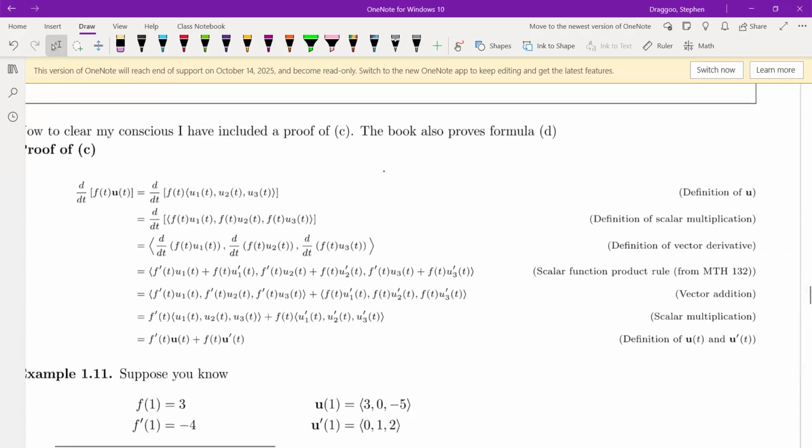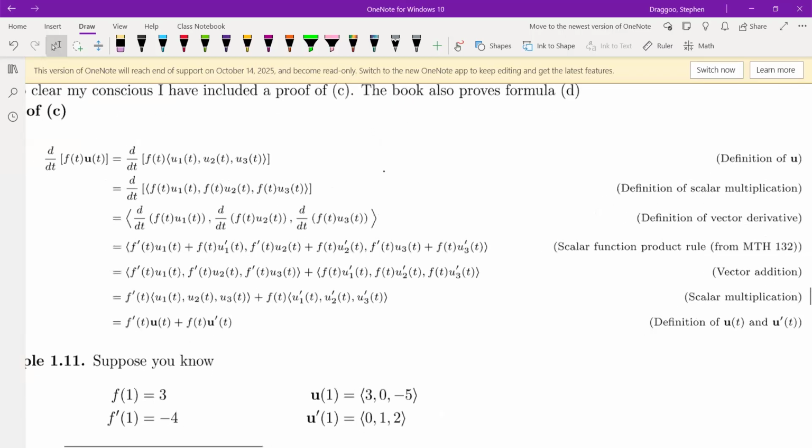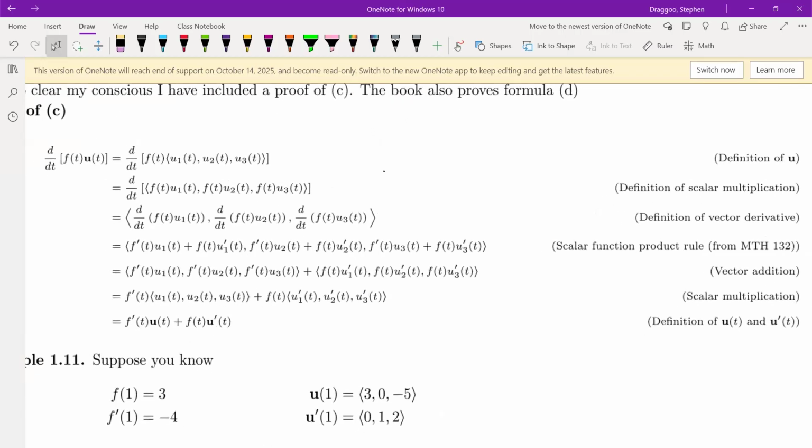But all right, let's look. Here is a full proof, or a close enough proof, of how the product rule will work for part C, which was the product of a scalar function and a vector function. You can write it all out, reorganize all your terms, and it comes back to the product rule as you'd expect. So if you're particularly interested, the proof is there.